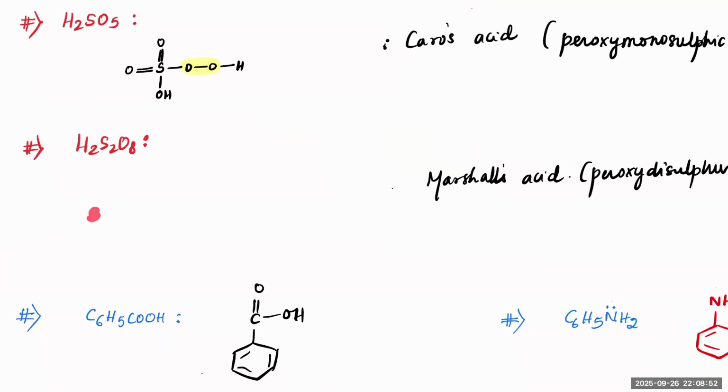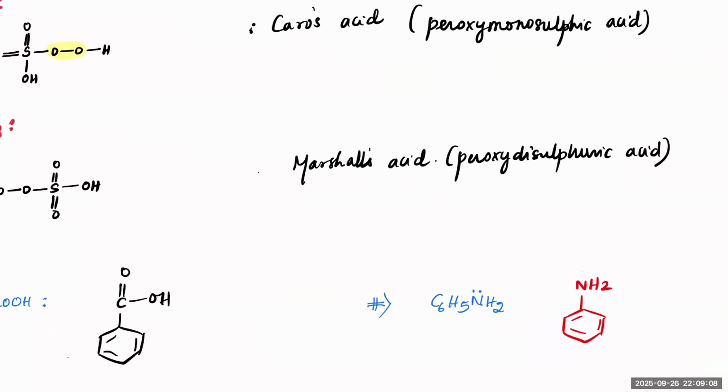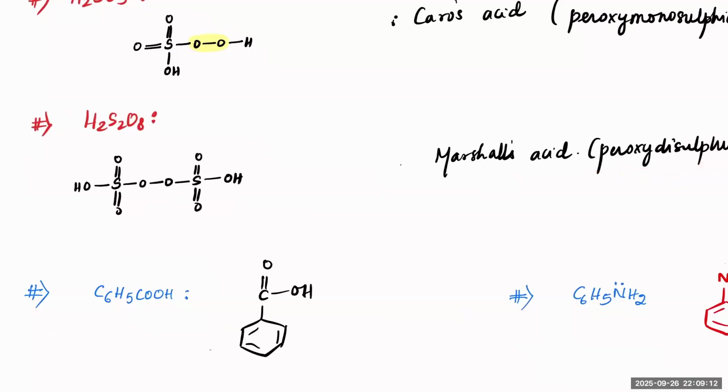H2S2O8 structure is S double bond O, OH, double bond O. Just like how we write selenate, same way here, sulfate. So OH. And since it is in an acidic form, we write it as peroxy disulfuric acid. And industrial name is Marshall's acid. So remember these two names, Caro's acid and Marshall's acid.